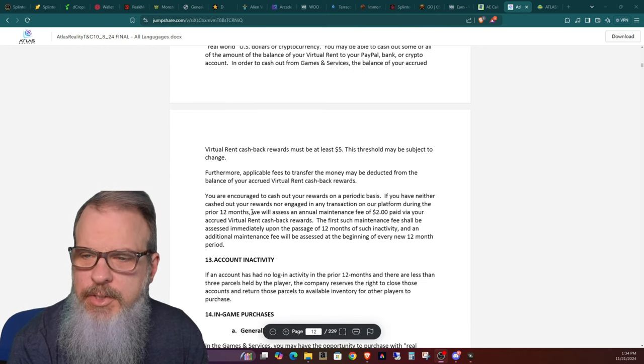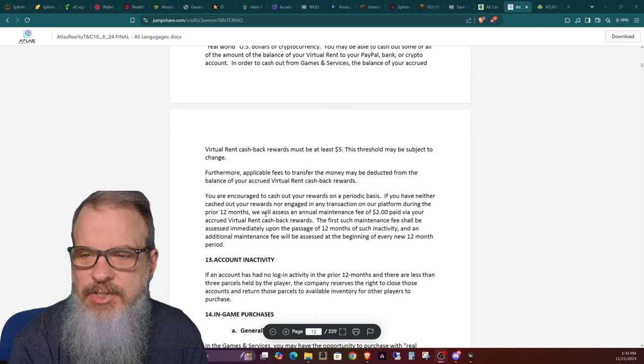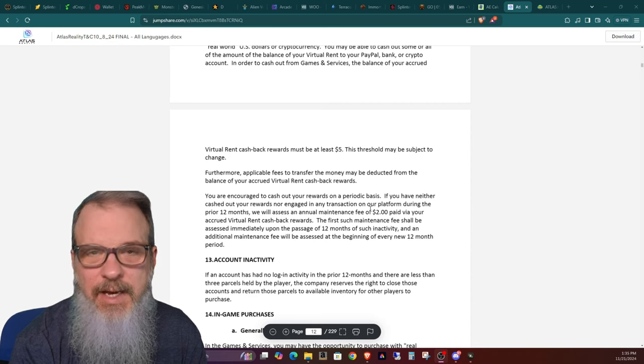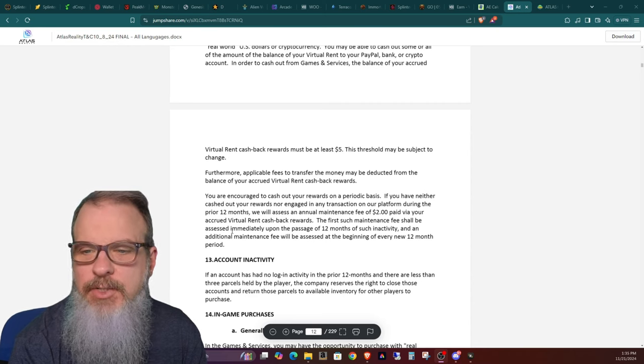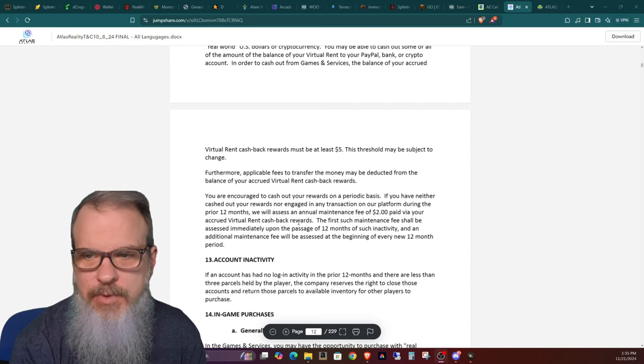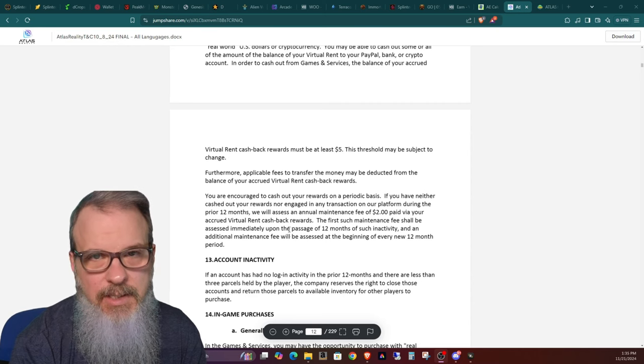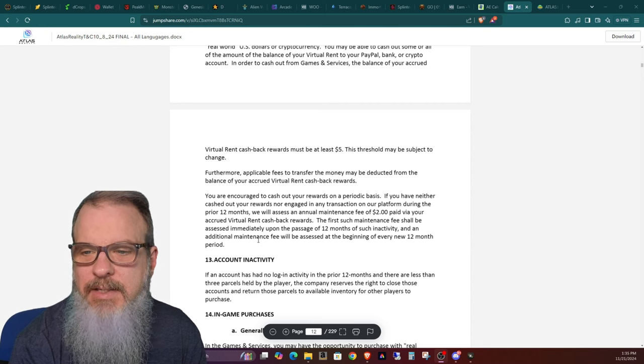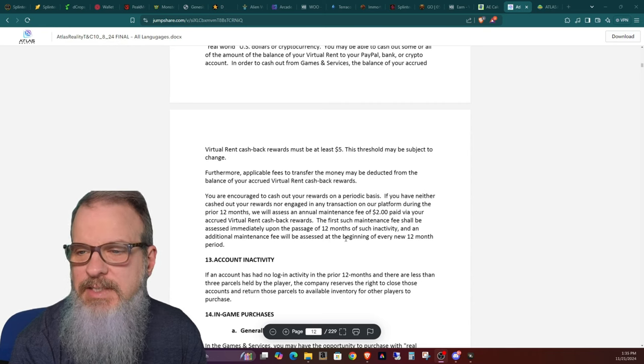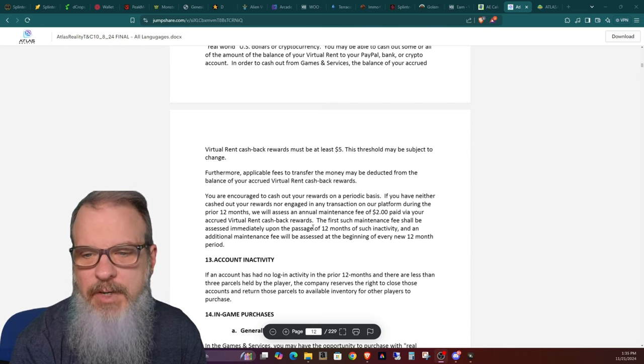You are encouraged to cash out your rewards on a periodic basis. If you have neither cashed out your rewards nor engaged in any transaction on our platform during the prior 12 months, we will assess an annual maintenance fee of $2 paid via your accrued virtual rent cashback rewards. The first such maintenance fee shall be assessed immediately upon the passage of 12 months of such inactivity, and an additional maintenance fee will be assessed at the beginning of every new 12-month period.